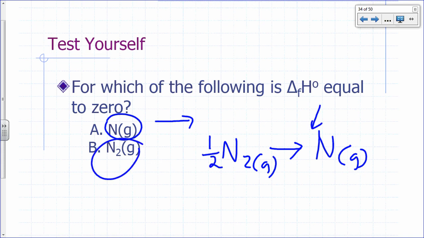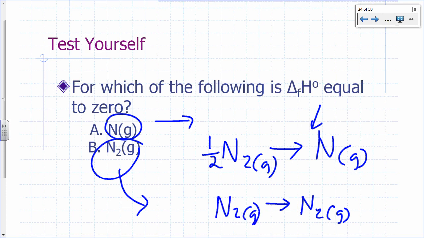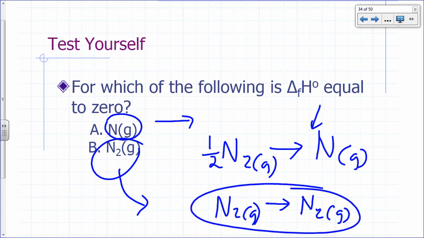What would be the reaction that's associated with the formation of this? I have to form N2 gas from N2 gas. So which of these will have a delta H equal to 0? This one. To form N2 gas from N2 gas, you do nothing. So, in other words, by definition, the standard enthalpy of formation of an element in its standard state is 0. Okay.